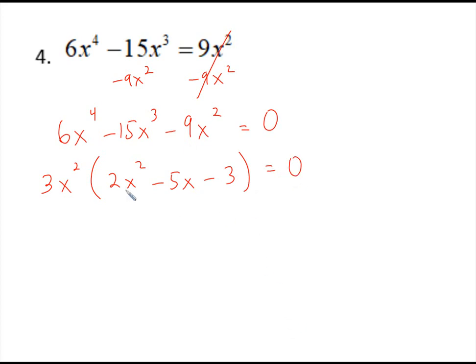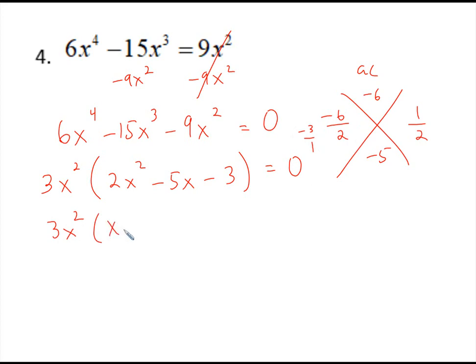Okay? Then I'm going to factor this trinomial using the x. So a times c is going to give me negative 6. I'm trying to get negative 5. So it looks like negative 6, positive 1. Looks like that works. Divide by a, which is 2. Reduce this fraction, so negative 3 over 1. So my factors are going to be x minus 3, and the other one is 2x plus 1.